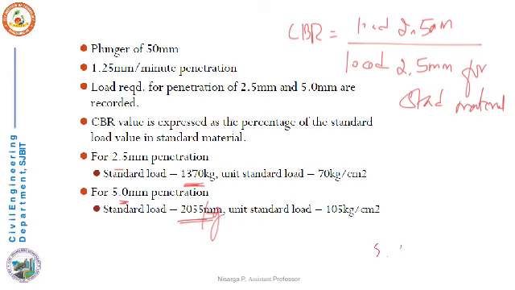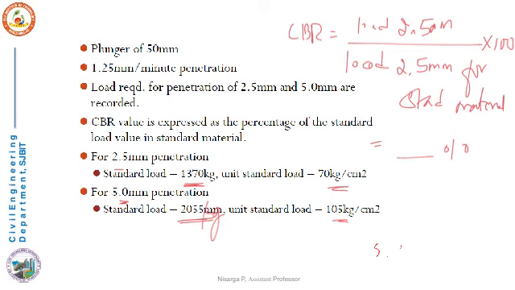Similarly, in terms of pressure, the pressure sustained to cause 2.5 mm penetration is 70 kg per square centimeter, and the pressure sustained to cause 5 mm penetration is 105 kg per square centimeter. The CBR value is generally expressed as a percentage, so the ratio we get is multiplied by 100 to get the CBR value in percentage.